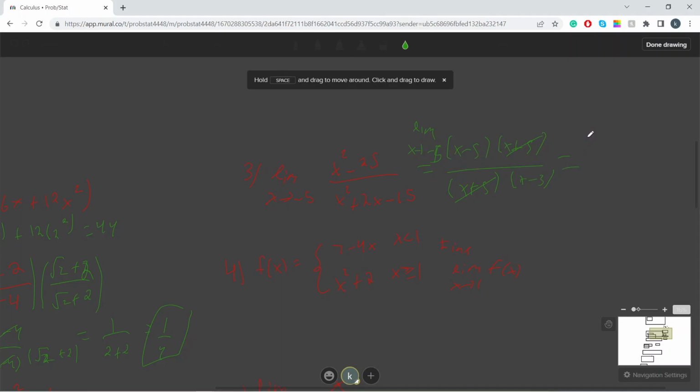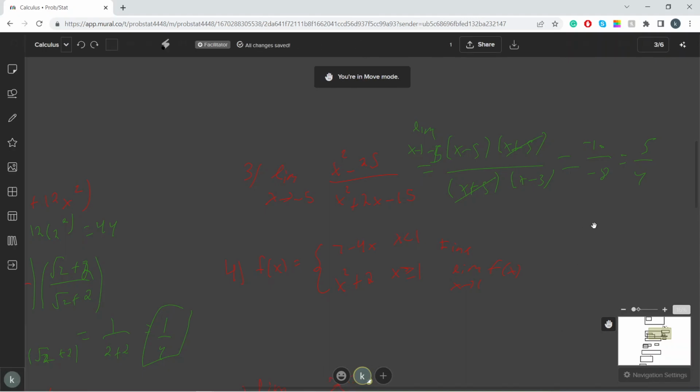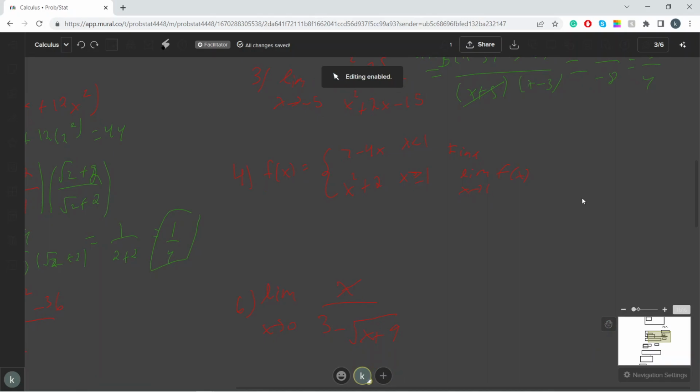So this is going to simply equal negative 10 over negative 8, which is equal to 5/4. All right, cool. That makes sense for problem 3. So we've seen in problems 1, 2, and 3, factoring, direct substitution, or multiplying by the conjugate are valuable techniques. Now let's look at problem 4.